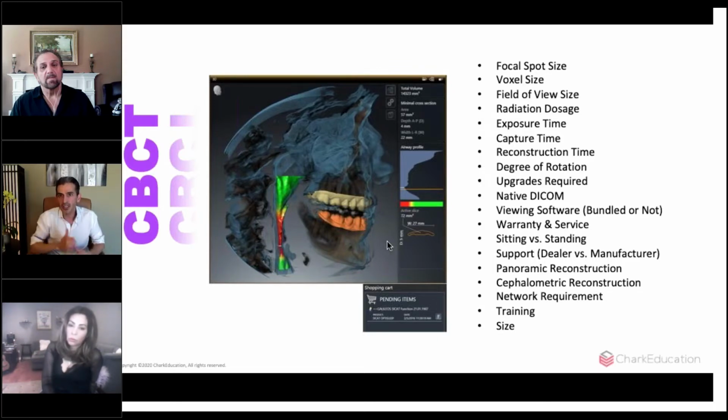There is a lot we do. What are the things that we want to keep an eye on when we're using CBCTs? The voxel size and the focal spot size. Voxel, think about it as a pixel in three dimensions. Field of view, we like to use a field of view that captures both the joint and everything else at the same time. I know some provinces and some states may have different restrictions, but those are the things you want to pay attention to. Radiation dosage, exposure time, capture time, degree of rotation, is it a sit-up or a stand-up? Of course, again, warranty and services, how fast is the reconstruction of the images? A lot of these technologies are becoming really, really good at meeting that minimum requirement. And it comes down to training, and it comes down to how it fits within your digital workflow as a system.